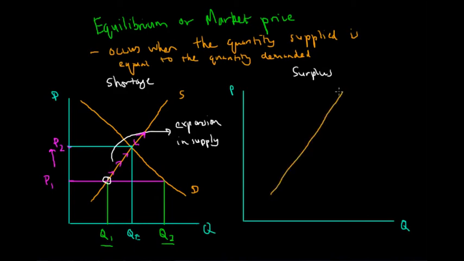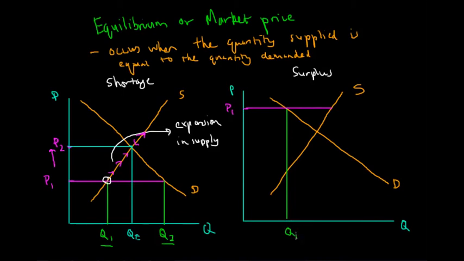Okay, so now we've got the shortage under control, we talk about how a surplus moves towards an equilibrium. So we have the same upward sloping supply curve and the same downward sloping demand curve. When the price is above the equilibrium or market price at P1, we can see that the quantity demanded is only at Q1 and the quantity supplied is at Q2. So why is the quantity demanded only at Q1?